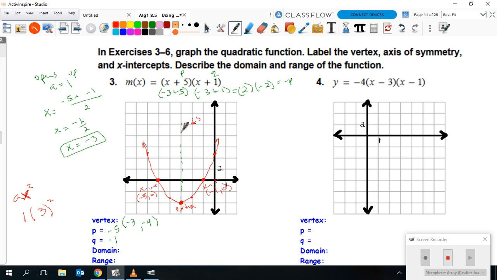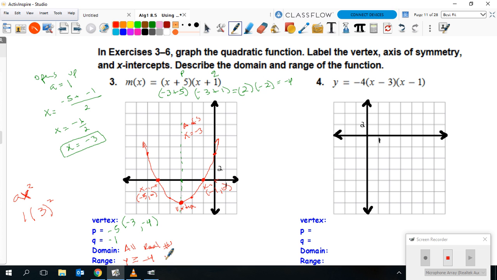Labeling the axis of symmetry would be x is equal to -3, putting it right there on the graph. Even the vertex, we could label it with the vertex. I have it though right here. Domain and range, all parabolas, any U-shaped parabolas are going to be all real numbers. And the range is right here. It's greater than or equal to, so y is greater than or equal to the y-coordinate, which is -4. There's our range.